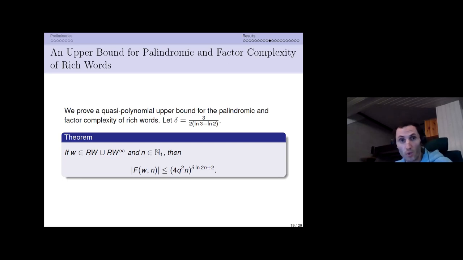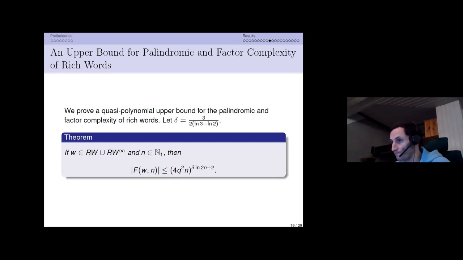Also, I would like to emphasize one thing. Here you may notice that this upper bound for the factor complexity is much lower than the lower bound on the number of rich words. I showed you on a previous slide the lower bound on the number of rich words, and this one is much, much lower. So it means that, given the language of rich words, it is not possible to squeeze them all into one rich word. Only a small portion of rich words can be squeezed into one rich word. This is an interesting property of rich words.